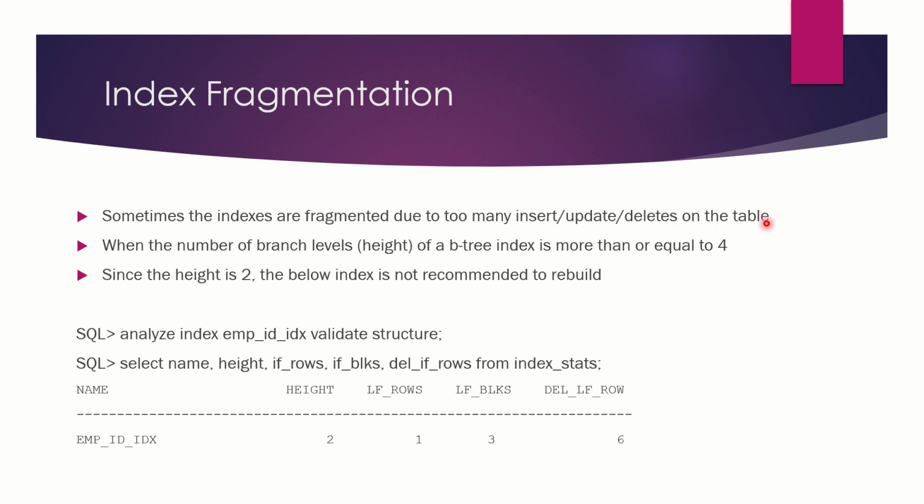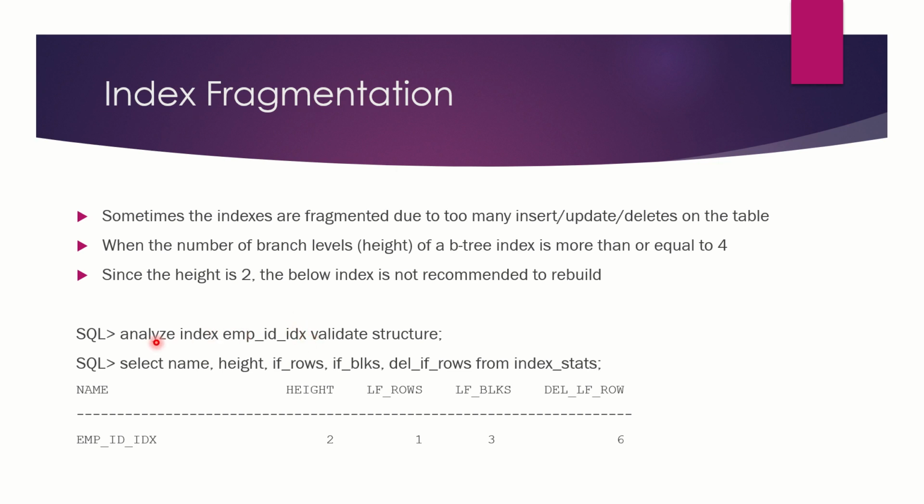That means too many modifications happen on the table, and because of that, the height of the B-tree index, that is nothing but your branch level, becomes equal to or more than 4. In such cases, those indexes need to be rebuilt so that they will perform better. For example, suppose the query which you ran is using an index empid_idx, and yesterday and today it still used the same index.